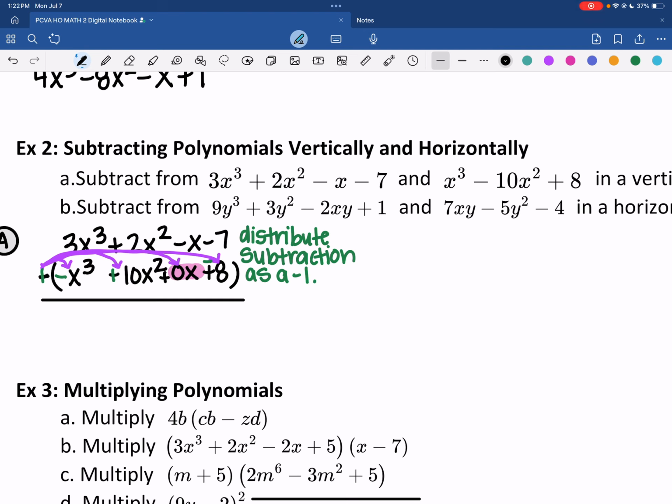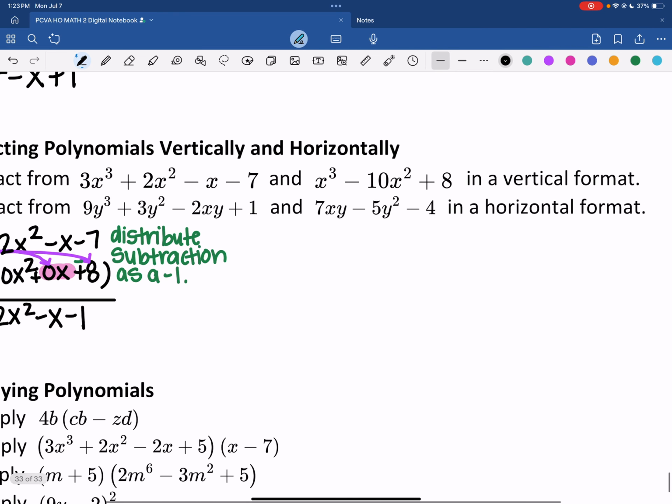So I have 3x cubed and negative 1x cubed, so that's going to give me 2x cubed. So then I have 2x squared, and now it's positive 10x squared because we distributed the negatives, so that's going to become 12x squared. That negative x and the zeros, so that's still going to be negative x. And then negative 7, and it's going to be negative 8. Remember, we put a negative with that 8, so that's going to be negative 8, so that's going to be minus 1.